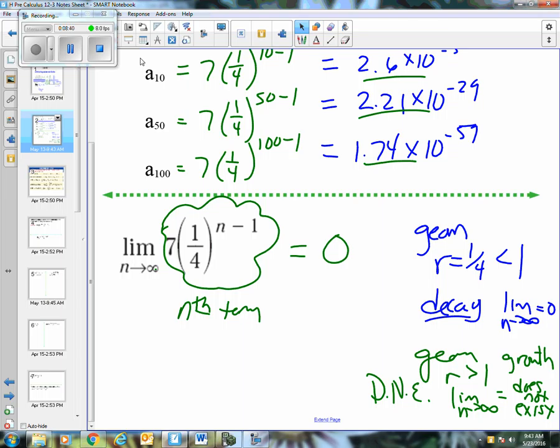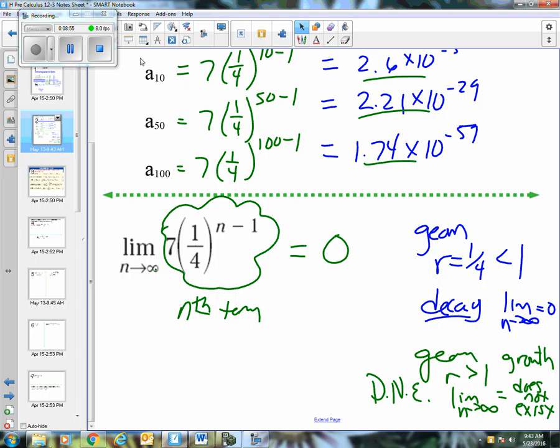Arithmetic works kind of the same way as geometric with the ratio bigger than 1. Arithmetics either continue to grow or decay. They're linear, right? They never approach any particular value. They're always growing or they're always decaying. They never really level out and approach anything. They don't have horizontal asymptotes.